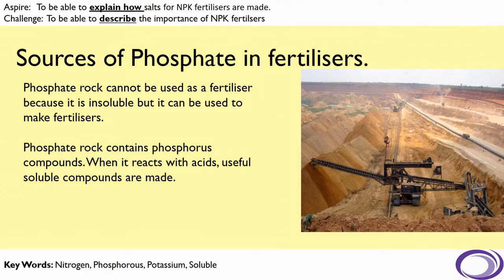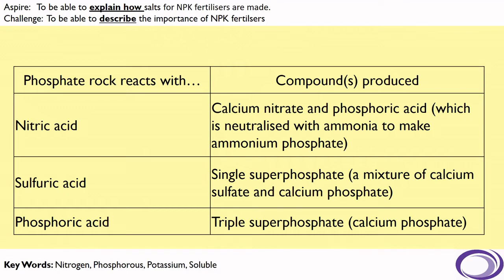Phosphate rock contains phosphorus compounds, and when it reacts with acids, useful soluble compounds are made. So, phosphate rock will react with nitric acid, and the compounds that are produced are calcium nitrate and phosphoric acid, which can be neutralised with ammonia to make ammonium phosphate. Phosphate rock reacts with sulfuric acid, and that produces single superphosphate, which is a mixture of calcium sulfate and calcium phosphate. And it also reacts with phosphoric acid, which produces triple superphosphate, which is also known as just calcium phosphate.